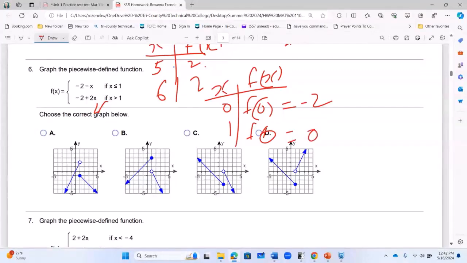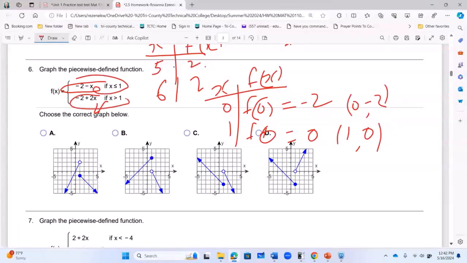So then you plot the points. These 2 points: the first point is 0, -2. The second point is 1, 0. You plot the points and connect them. This is the first piece of the equation, and that's the condition. You do the same thing for the second equation. Okay, and you go ahead and choose which one.